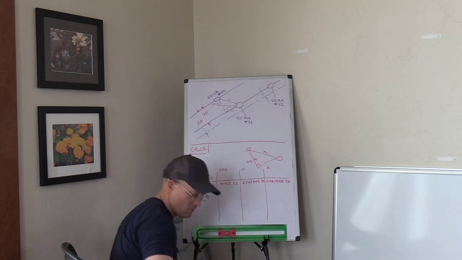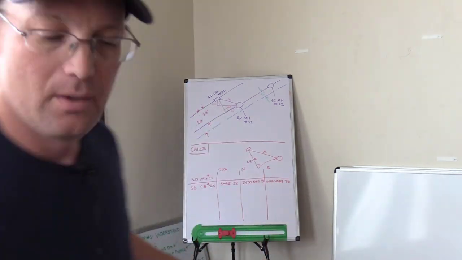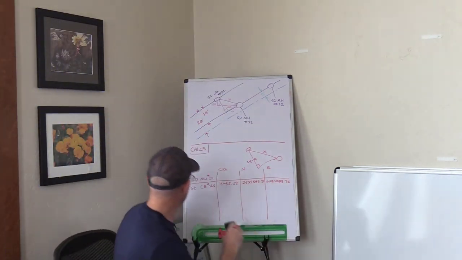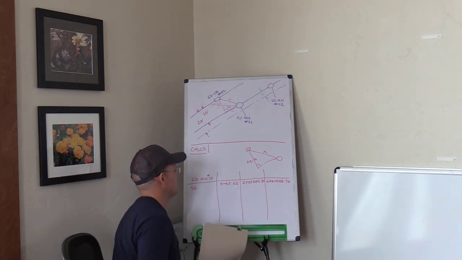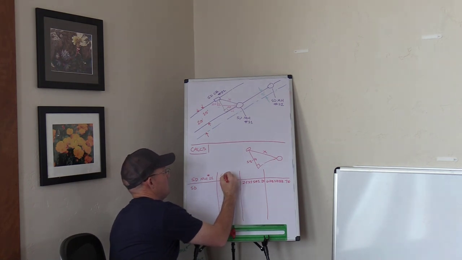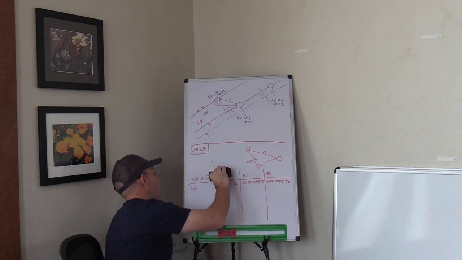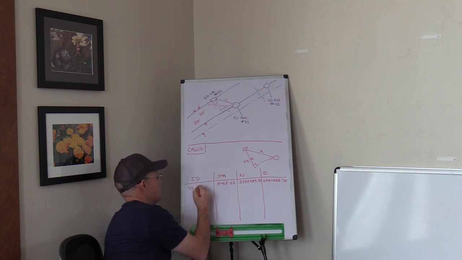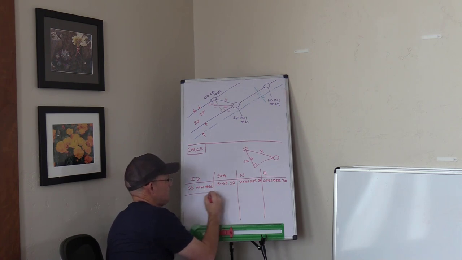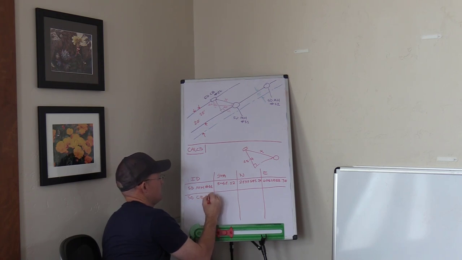I actually got those in the wrong spot, so let me grab my eraser. We're just going to change the label here. Sorry about that, guys. So the columns are station, northing, easting, and we'll call this ID. So this is actually storm drain manhole 11 here. Then we need storm drain catch basin number 21.